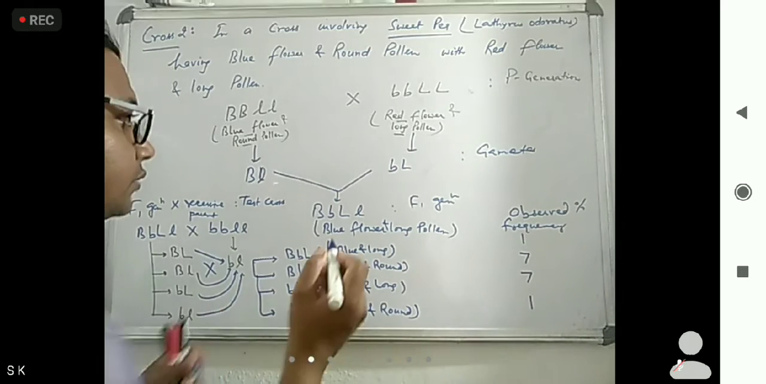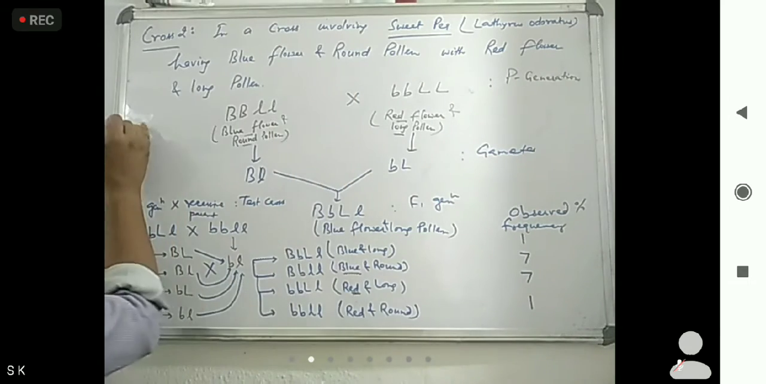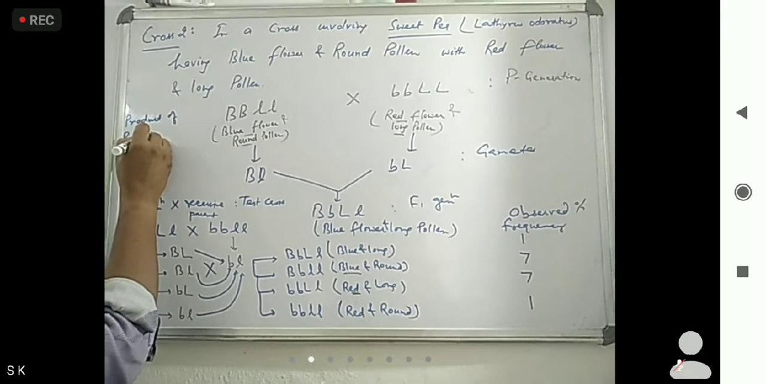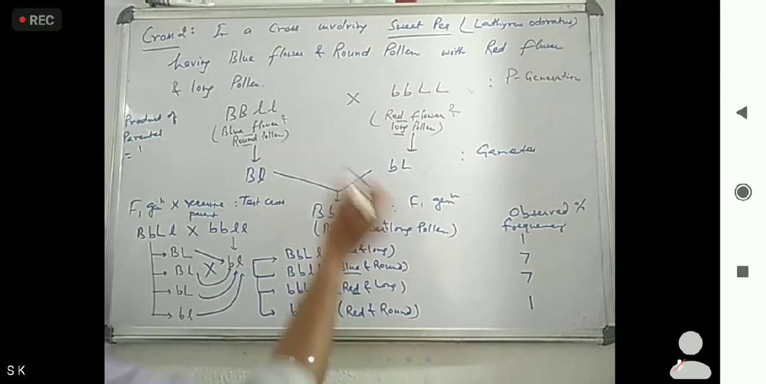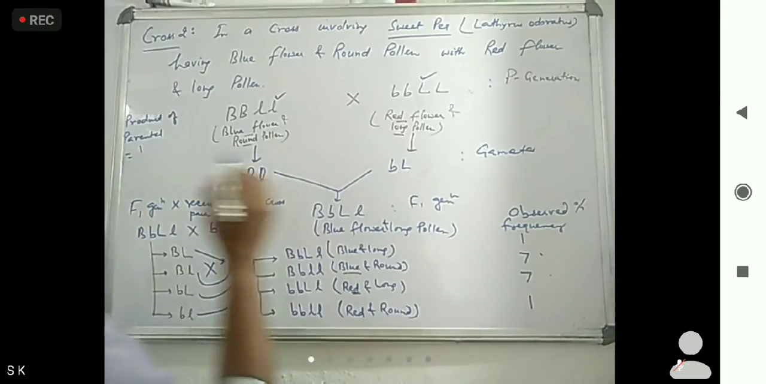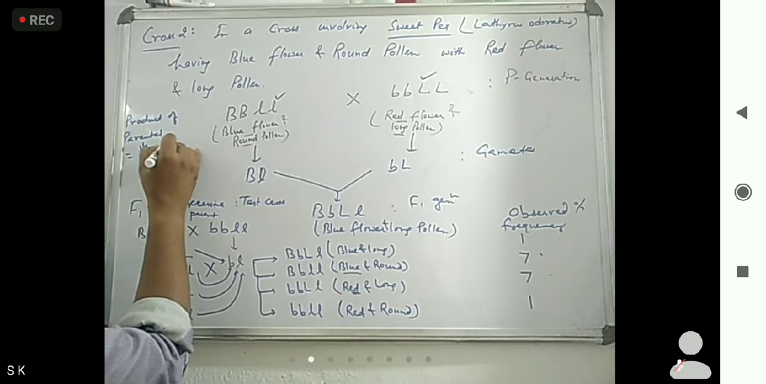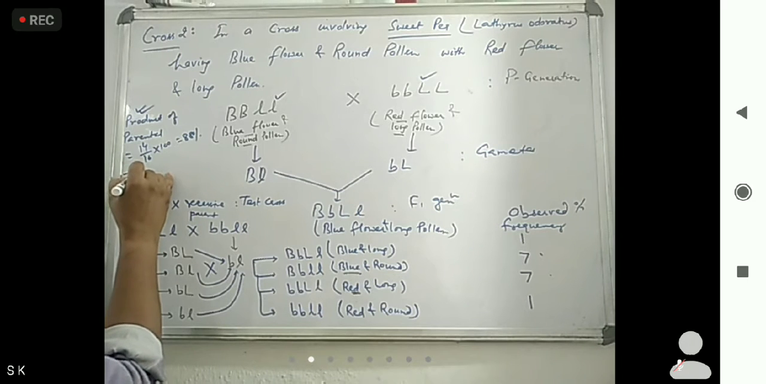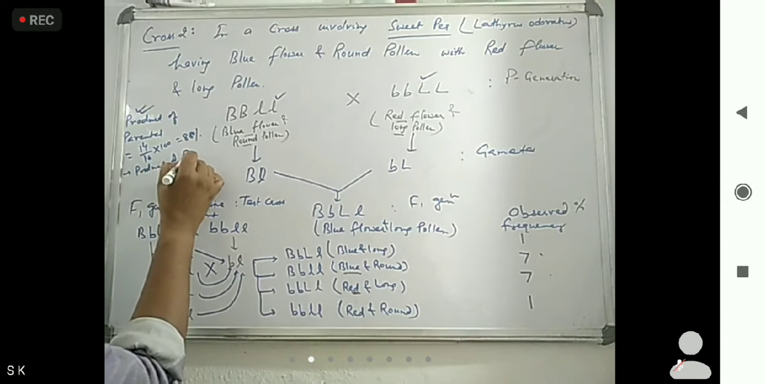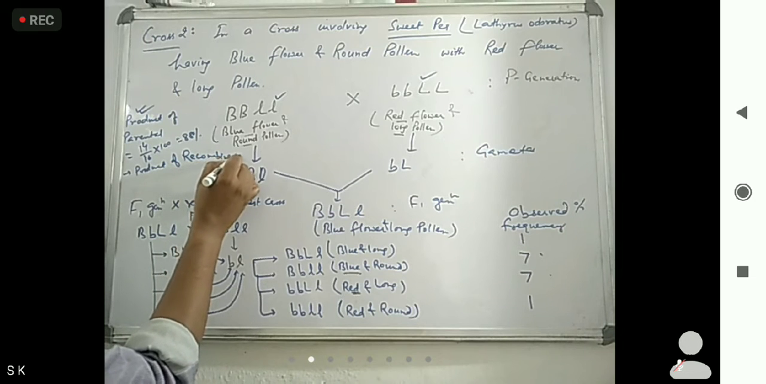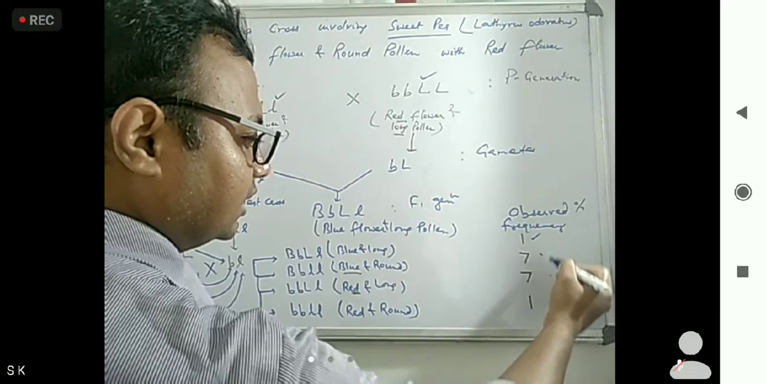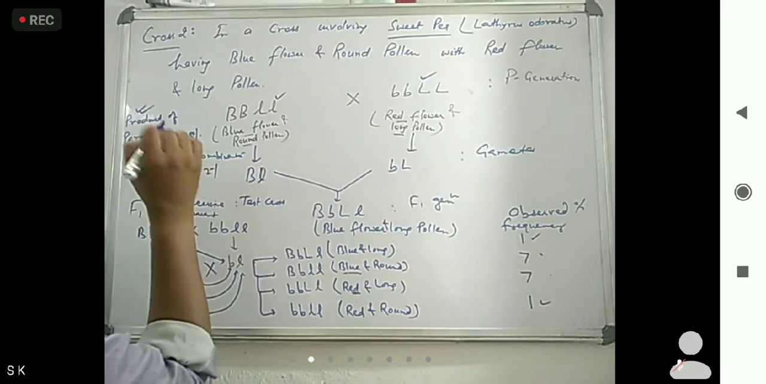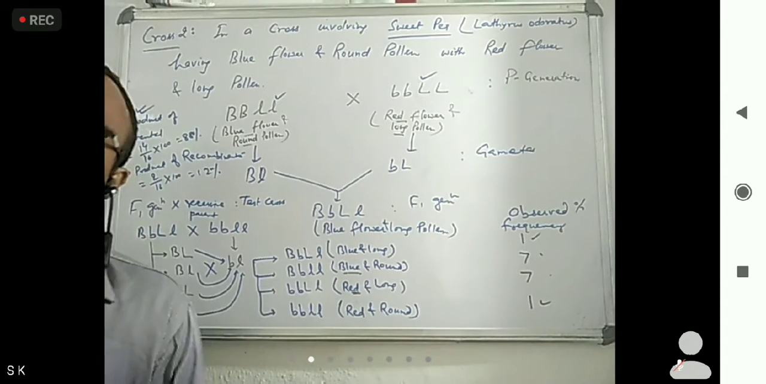So this is the product of parental combination: 7, 7, 14. 14 by 16 into 100 is 88%. Then the product of recombinants: this is the recombinant, 1, 1, 2. 2 by 16 into 100 is 12%. Now, in both crosses, what is it showing?